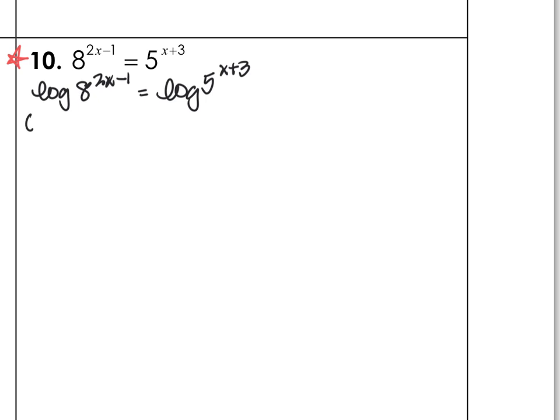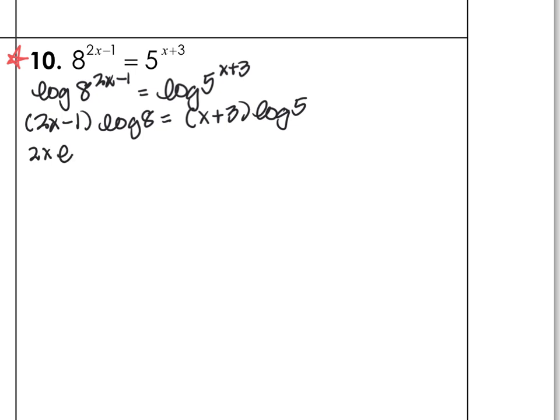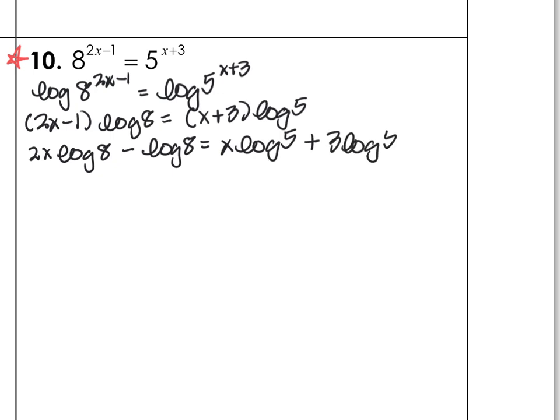All right. Now we're going to use the property that says we can bring this down. It's one of the properties of logarithms. Now, because I have x in more than one place, I got to distribute in the logs on both sides. So 2x log 8 minus 1 log 8. Notice I don't have to put a 1 with it. I can, but I don't need to. x log 5 plus 3 log 5.